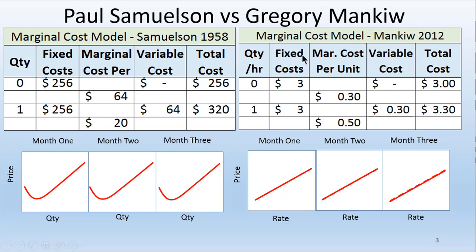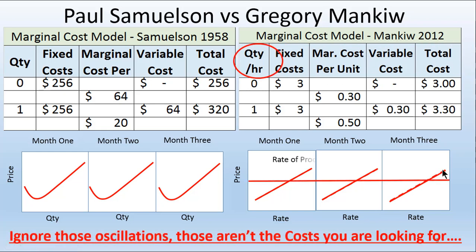However, let's look at this quantity per hour. The reason they did that is Mankiw's model also has this oscillating marginal cost. So going to quantity per hour was a way to say, ignore those oscillations. Those aren't the costs you're looking for. And he would say, if I'm operating at the same rate, my costs are all the same. Remember that. If I'm operating at the same rate, my costs are all the same. That causes problems later when we explore this.